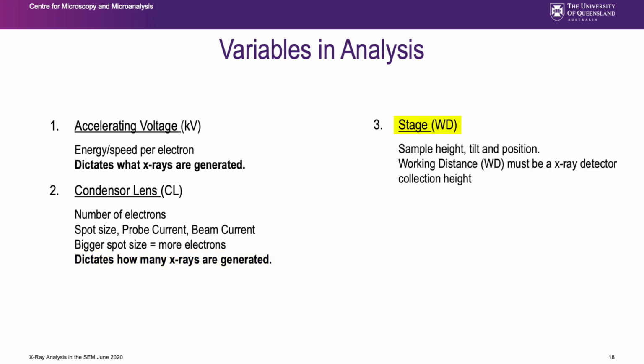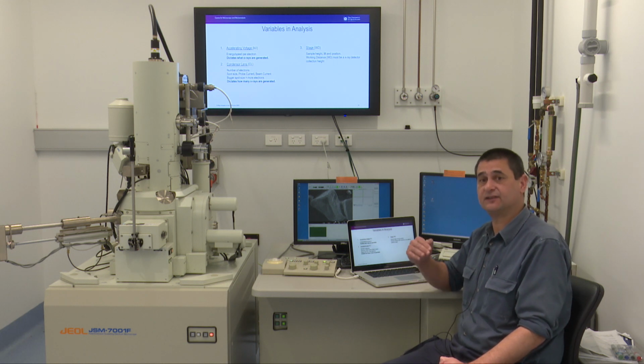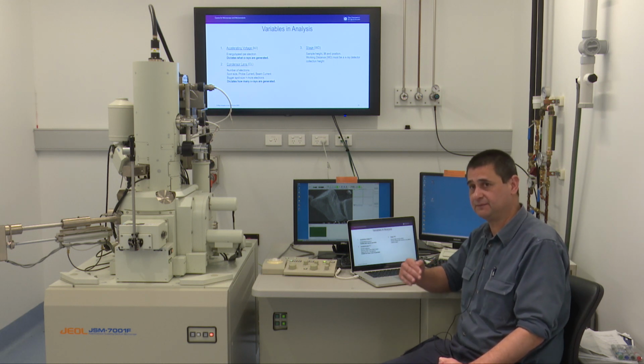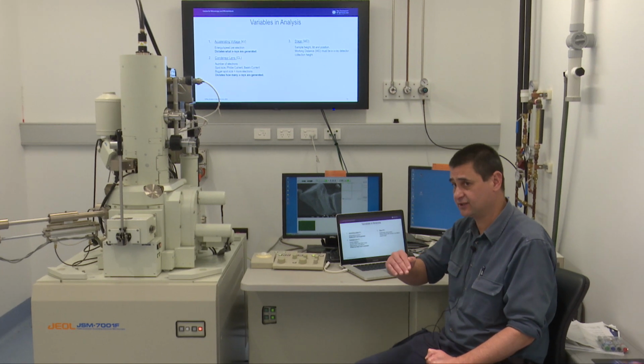Three, the stage, the working distance. The specimen needs to be at a critical height where the X-ray detector is pointed. Even though in an SEM the specimen can have quite a lot of up and down movement, the detector is expecting the specimen and the X-rays to be sourced at a particular position in Z.